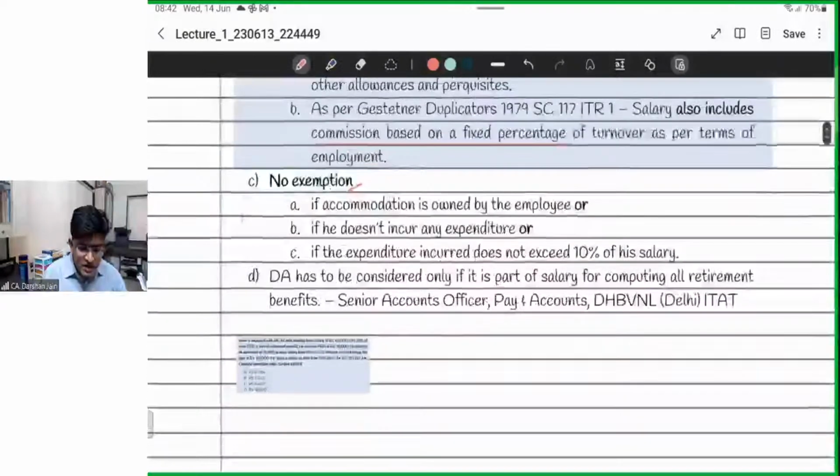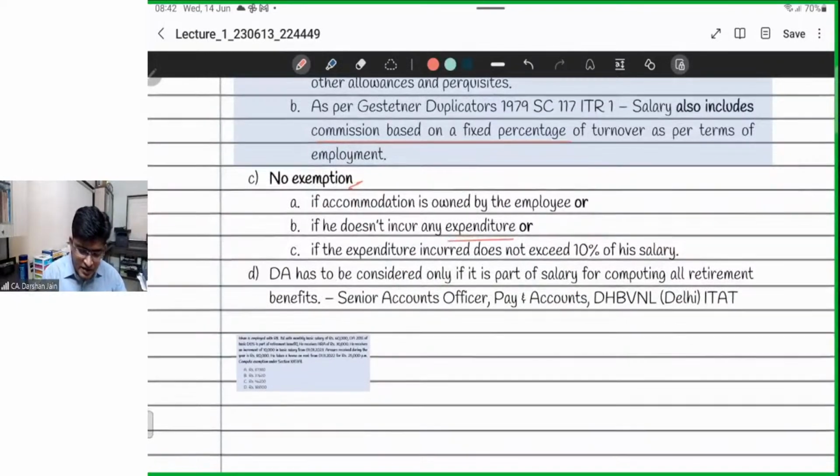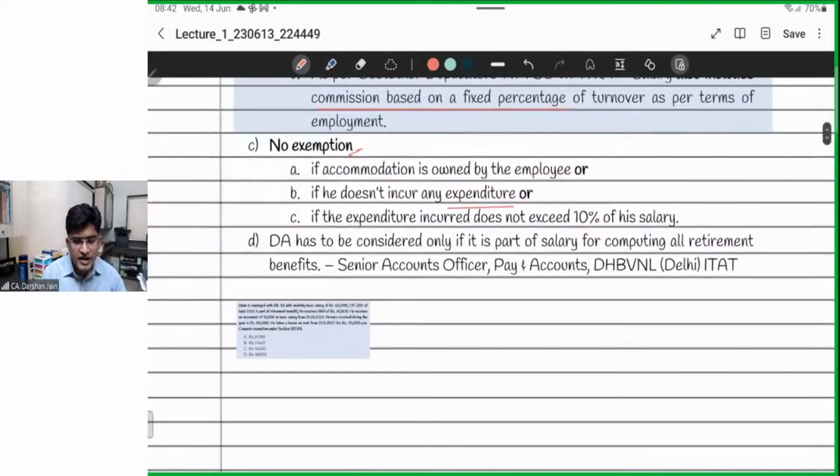If the assessee does not incur any expenditure, for instance he is staying with a relative or a friend, again you don't have any exemption. Similarly, if the expenditure does not exceed 10% of salary, the idea is that at least 10% of the salary should be borne by the employee. So if anything in excess of 10% of the salary is incurred by the employee, should he get the benefit?